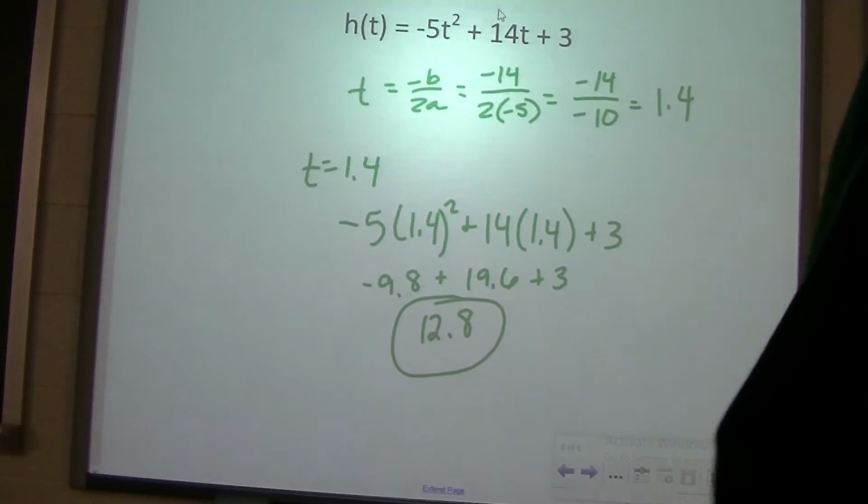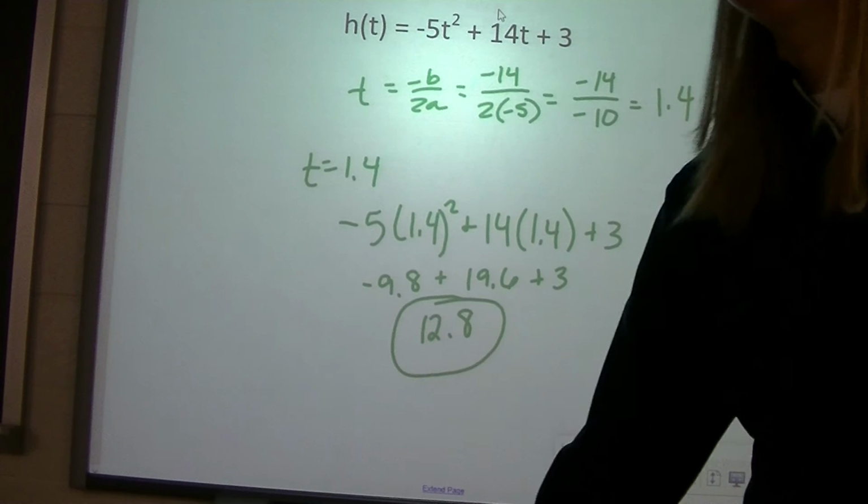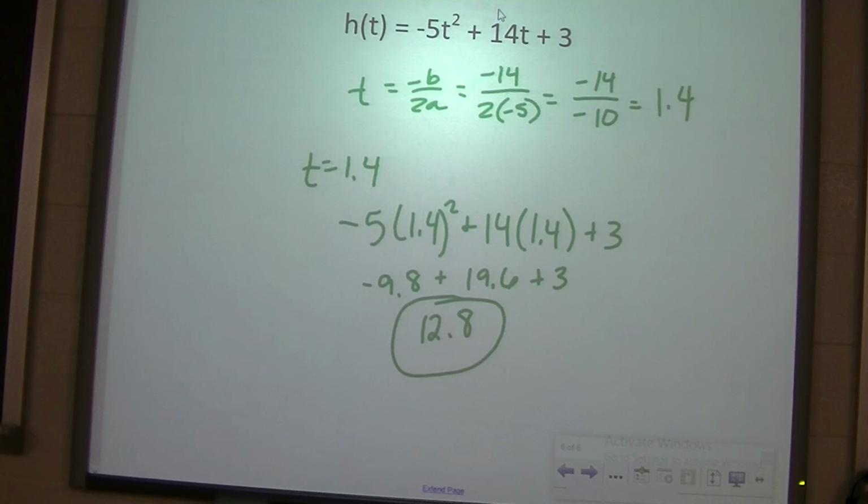So obviously you can kind of see where this is used in the real world. If you wanted to see, depending on how fast you throw a ball, how high it could go and how long it would take, you could do this. We just have to know the equation that represents that. So it's a pretty neat concept.